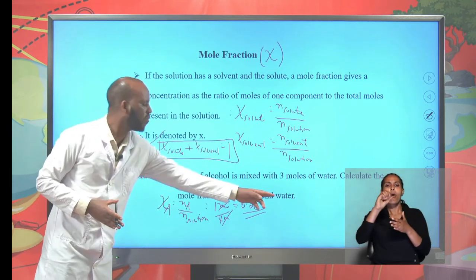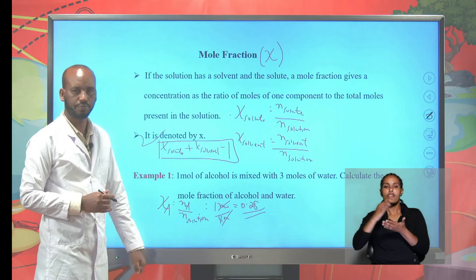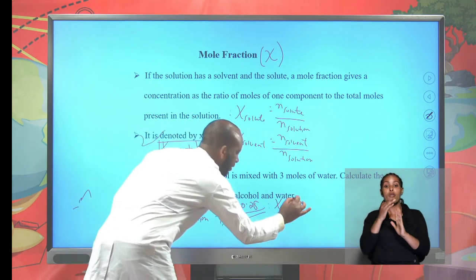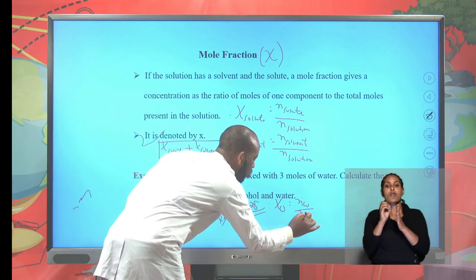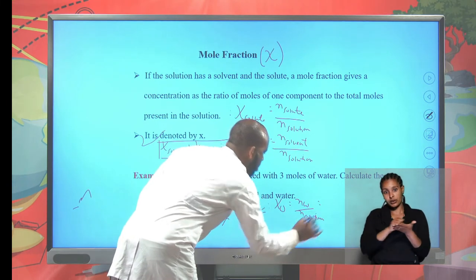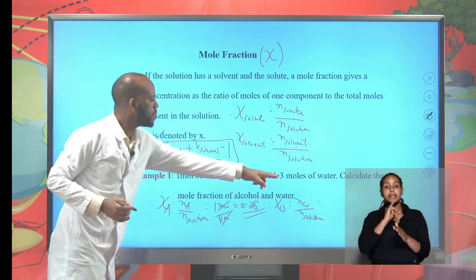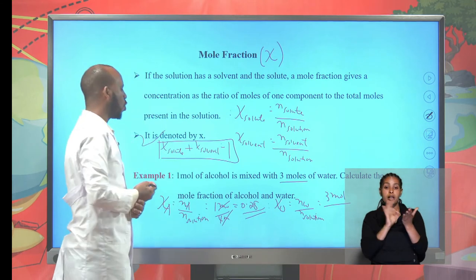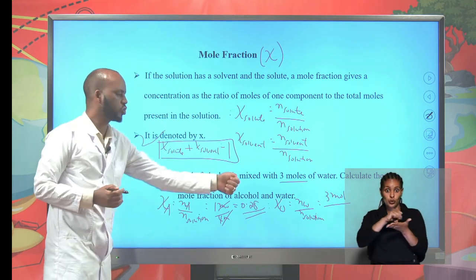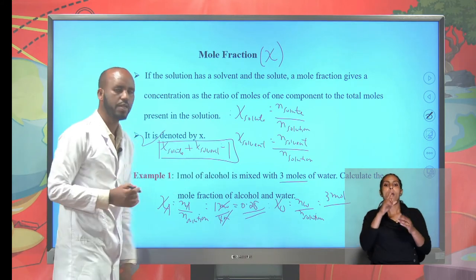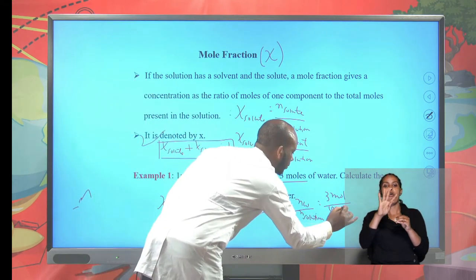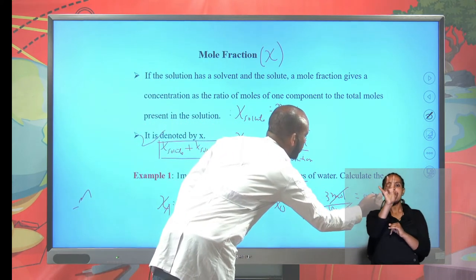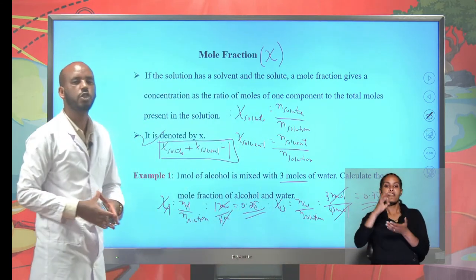What is the mole fraction of water? Mole fraction of the solvent. Mole fraction of water equals number of mole of water divided by number of mole of solution. Number of mole of water is 3 mole, divided by number of mole of solution, which is number of mole of solute plus number of mole of solvent, which is 1 plus 3 is 4 mole. Mole will be cancelled by mole. 3 divided by 4 is 0.75. Mole fraction has no unit.